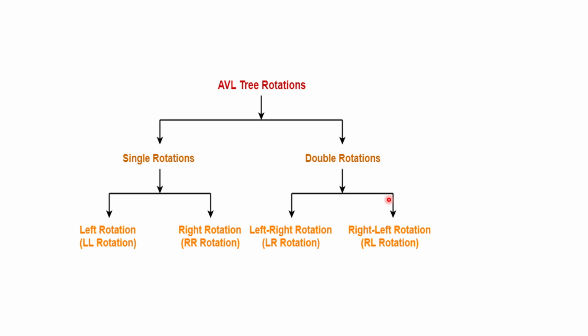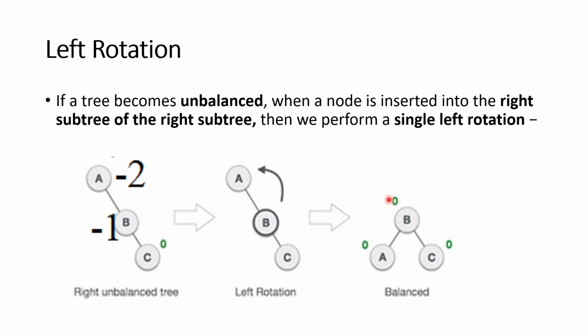Now we'll take some specific examples, case by case. We'll go for single rotation, that is left rotation. Let us take this example. As you can see, all the nodes are on the right side, that is right skewed, right is heavy. In such a case, we have to bring one node to the left, single left rotation. The tree gets balanced. We'll see how and why.